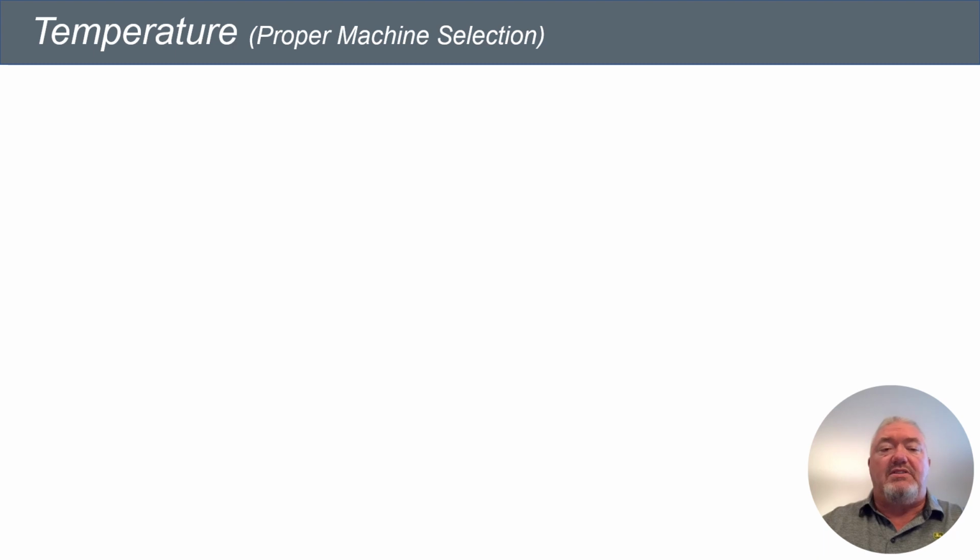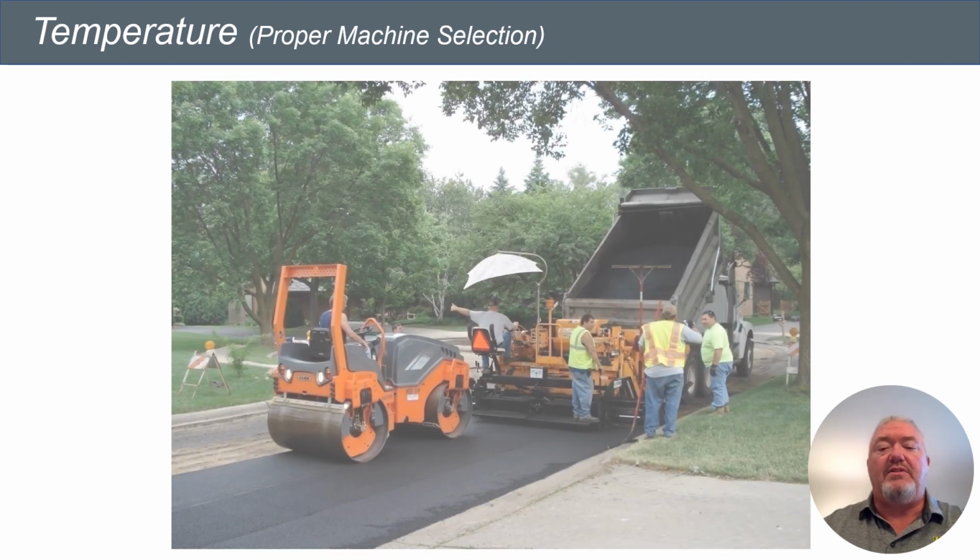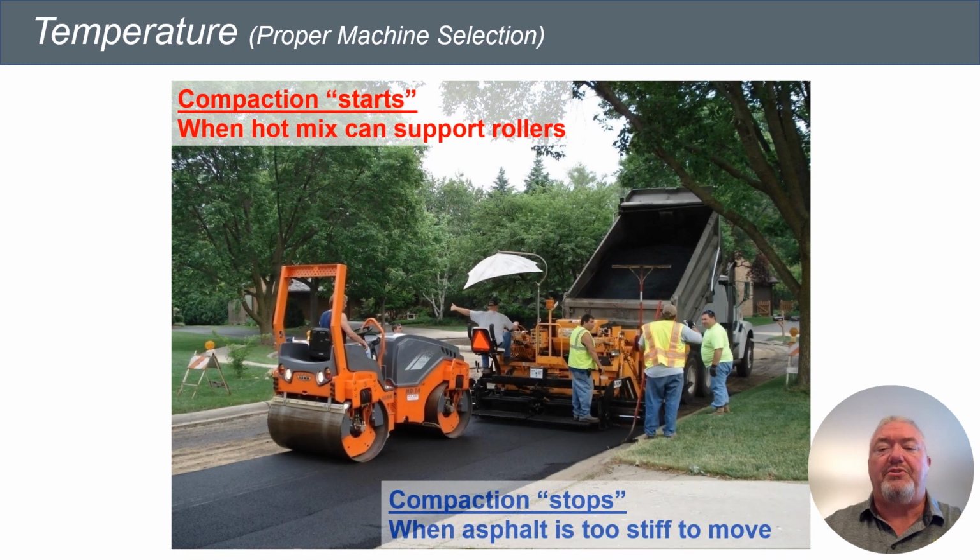Now, one of the other things that's very key to remember is temperature. We want to make sure that temperature is always in a good spot for us to get compaction. Rule of thumb that's been in the industry is anything under 175 degrees Fahrenheit, we usually want to stop running vibration. Now, that will vary depending on the type of mix and the lift thickness and the oil that you're using in the mix.